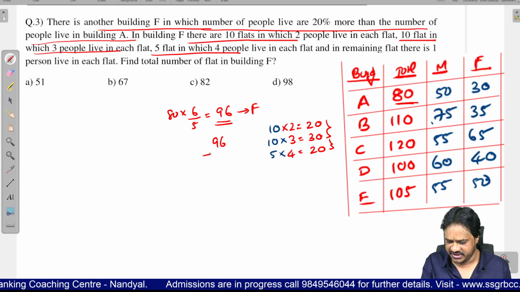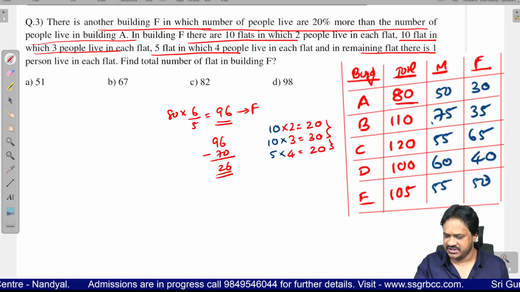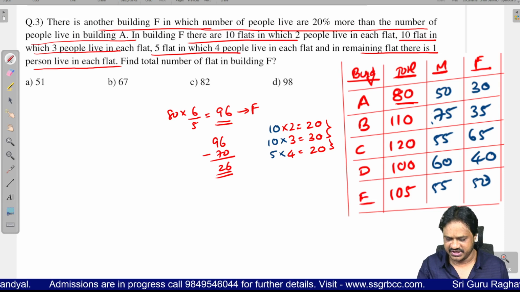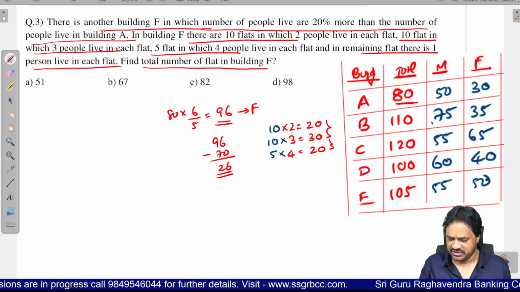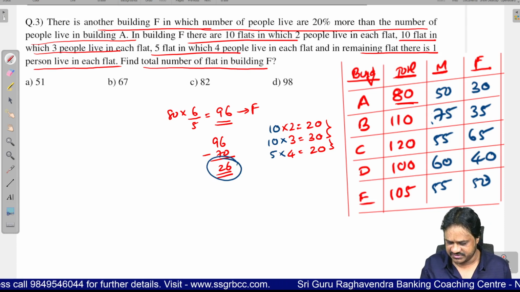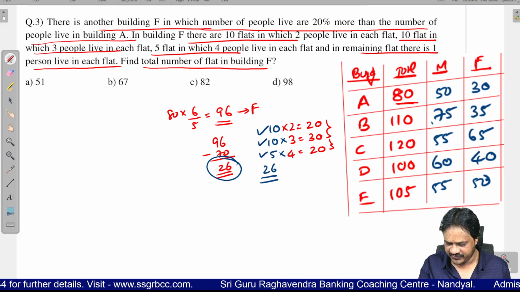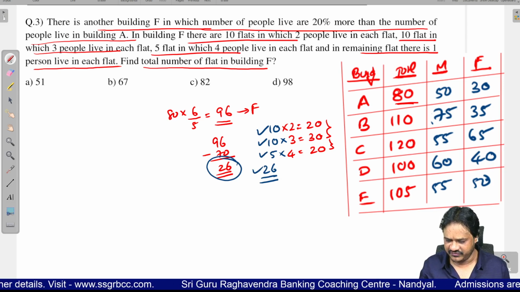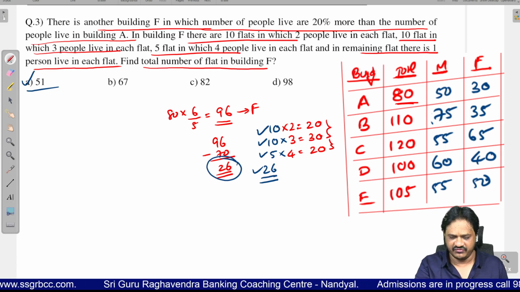So out of 96, if you subtract 70, we will get 26. In the remaining flats, there is only 1 person in each flat. Find the total number of flats in building F. Since there are 26 members, there will be 26 flats. Now 10 plus 10 is 20, 20 plus 5 is 25, 25 plus 26 is 51. So the total number of flats is 51.